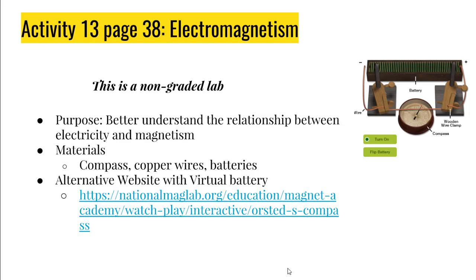Okay, Activity 13. This is a non-graded lab. And we're looking at electromagnetism again. So essentially, hopefully a deeper understanding of that relationship between electricity and magnetism. In this one, they're using a compass, copper wire, and batteries to see if they can create that electric current and then have that create a magnet, which affects the compass. And if you wanted to, I believe, watch a virtual one, here's a link for it here.